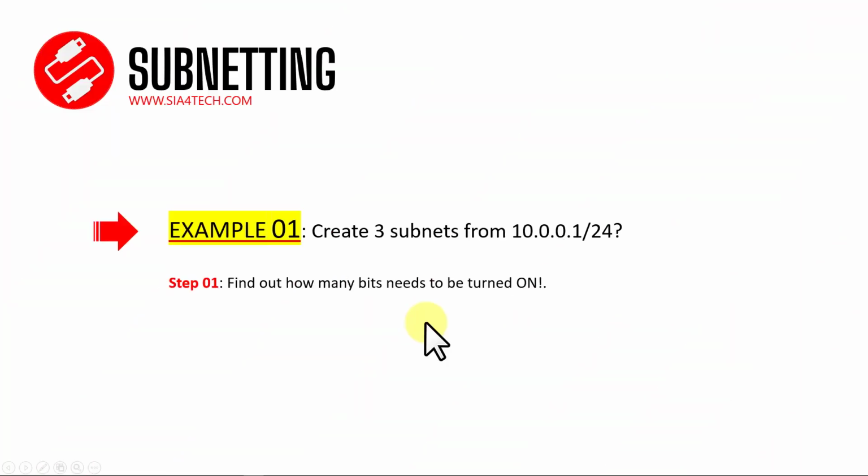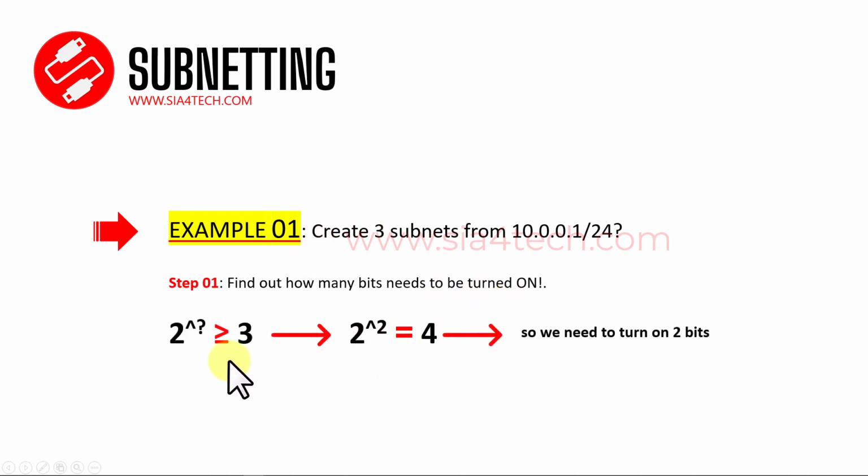So now let's get back to our question. Create 3 subnets from this IP address, which has a CIDR notation of 24. The first thing to do is we need to know how many network bits need to be on. Using this simple equation, 2 power something should be equal to or greater than the required subnets. So 2 power 2 equals 4. So we need to turn on 2 bits. By turning on 2 bits, the CIDR becomes 26.